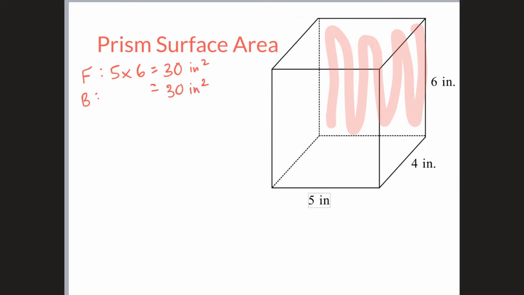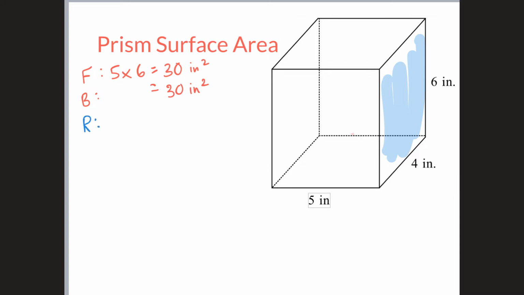Now let's go with the right side. The right side, which I'll highlight here in blue, would be that. And the area of that rectangle is 4 times 6. And so the right side will be 4 times 6, which is 24 square inches.